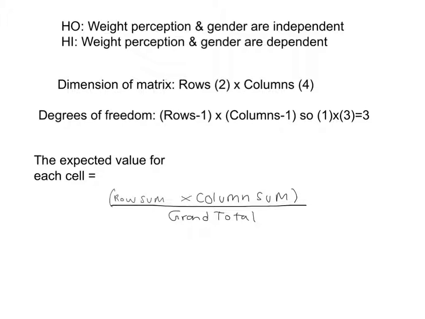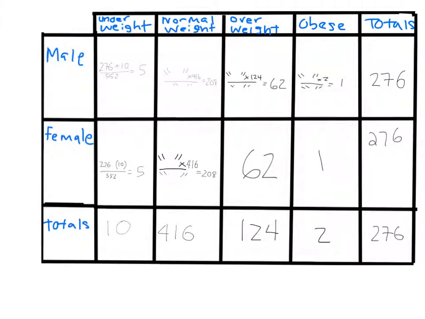The hypothesis test would be: H0, weight perception and gender are independent, and H1, weight perception and gender are dependent. The dimensions of the matrix would be rows times columns. Degrees of freedom would be rows minus 1 times columns minus 1. So in this case it would be 1 times 3, and your degrees of freedom would be 3. The expected value for each cell is row sum times column sum divided by the grand total. Here are the expected value results for the study.